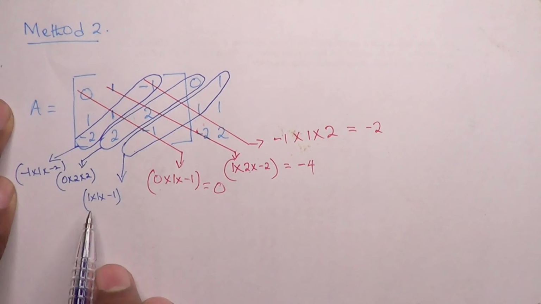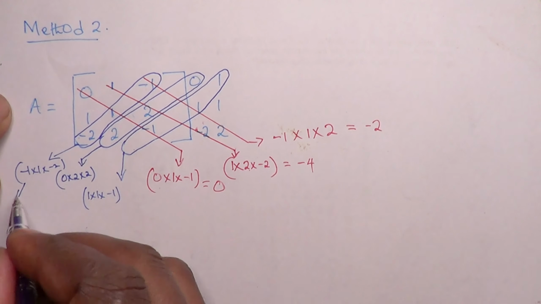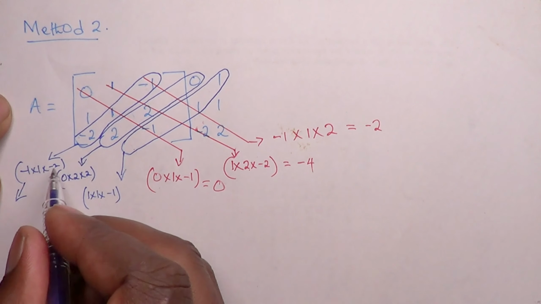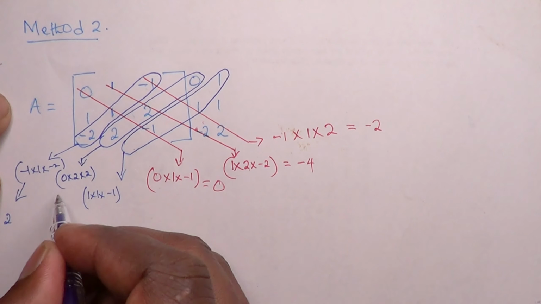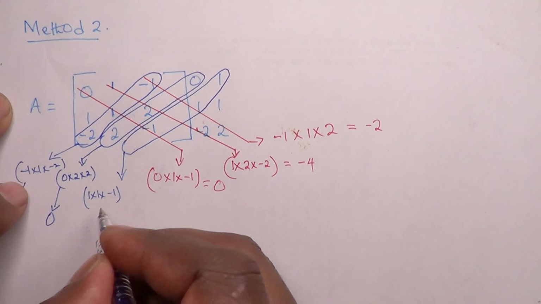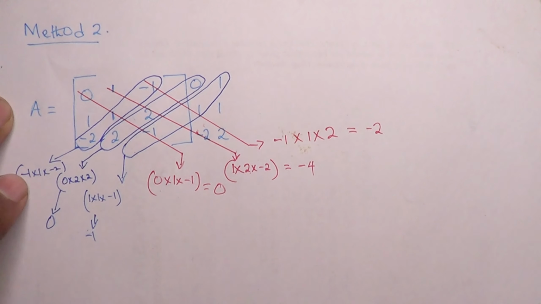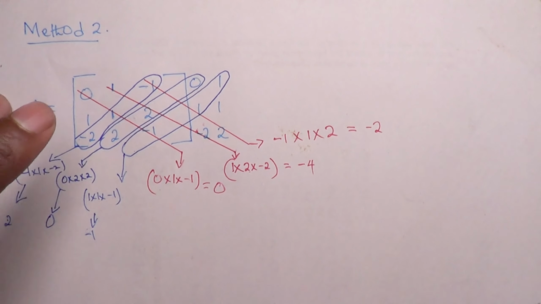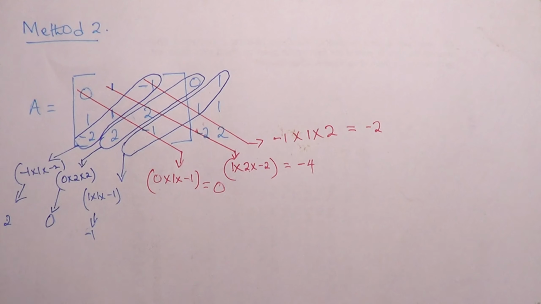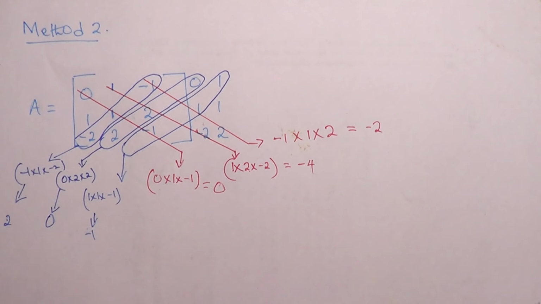When we multiply, this one here first is going to be negative 1 times 1 times negative 2, that is positive 2. This one here is going to be 0 times 2 times 2, that is 0. Then 1 times 1 times negative 1, that is negative 1. So we have the ones moving from left to right, and we have the ones moving from right to left.